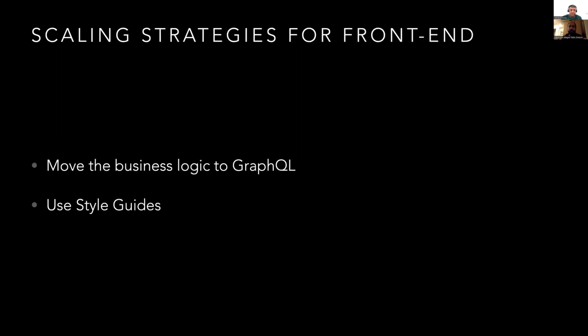So for the front end, there are strategies to mitigate this big code base. You can transfer the responsibilities a little bit. One of the things I was playing with is moving the business logic to GraphQL, or to a style guide. These are two ways to give a different layer to the front end, so that you split a little bit, and then you can scale.